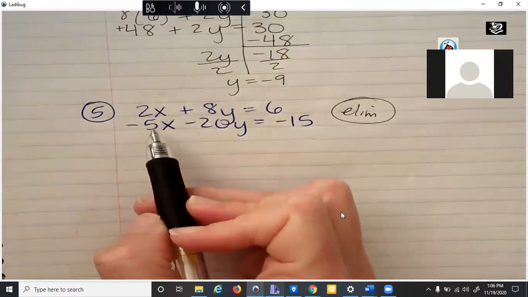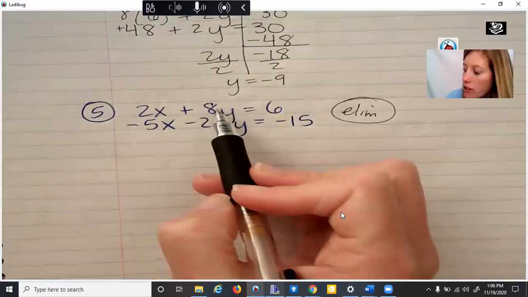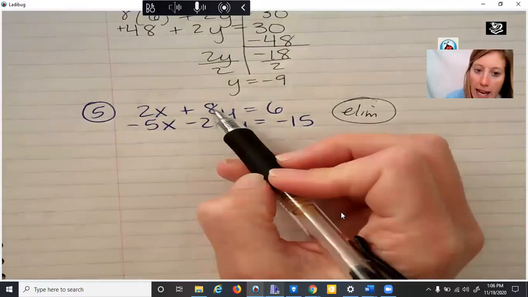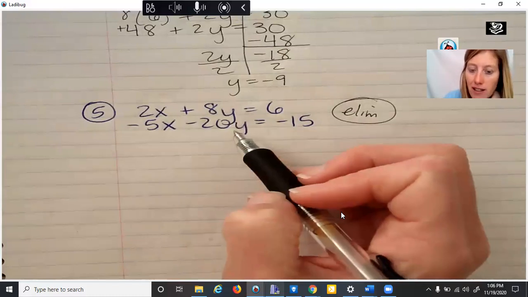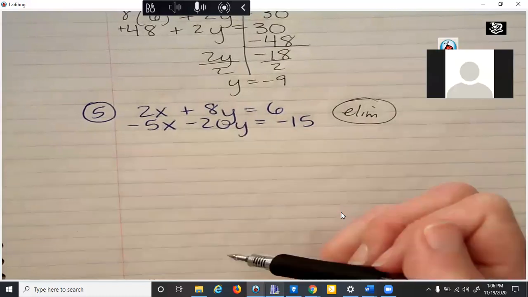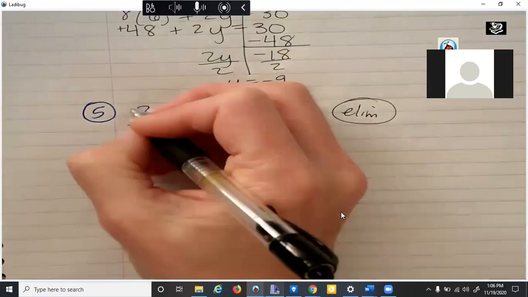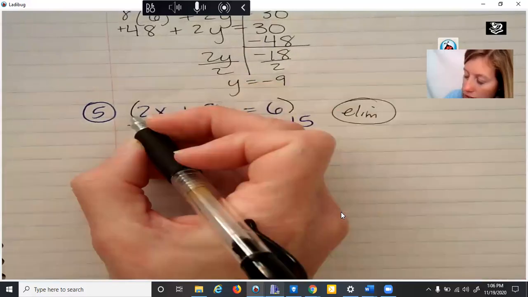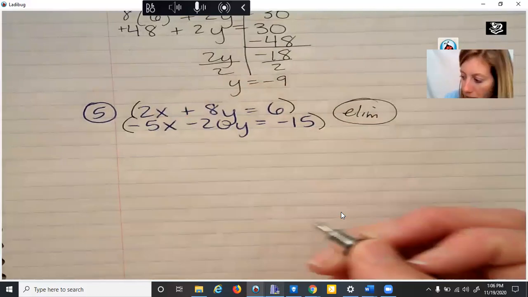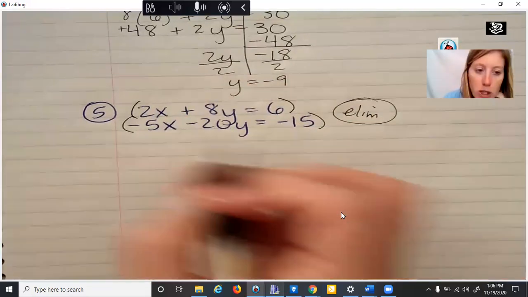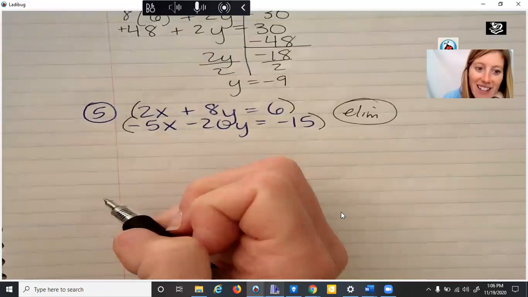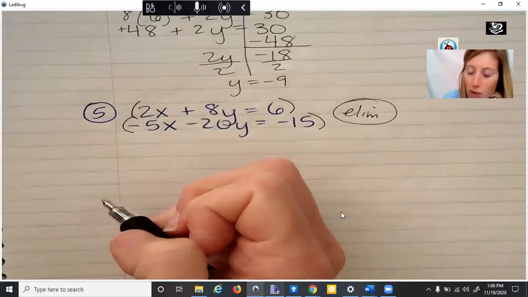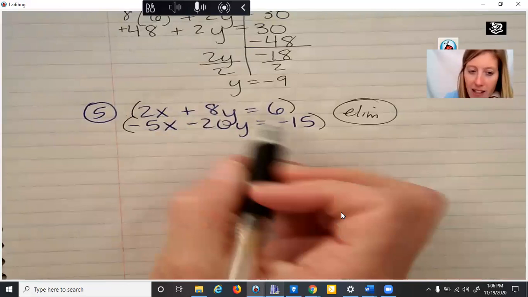No, unless it's a decimal. Right, unless it's a decimal. We don't want to use decimals. Is there anything I can multiply 8 by to make it 20? No. We're going to have to multiply both of them. Any idea what we're going to multiply the top one by? Anybody see where I'm going with this? What do you think I would multiply the top one by?